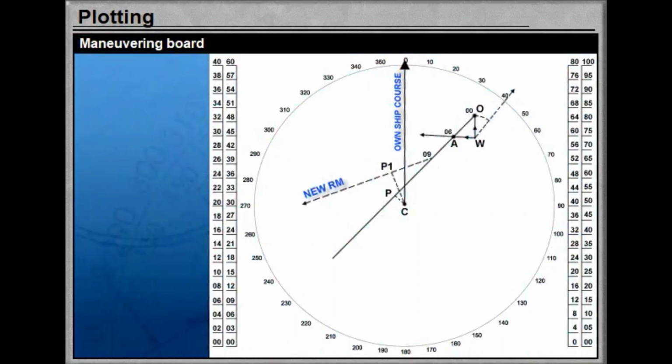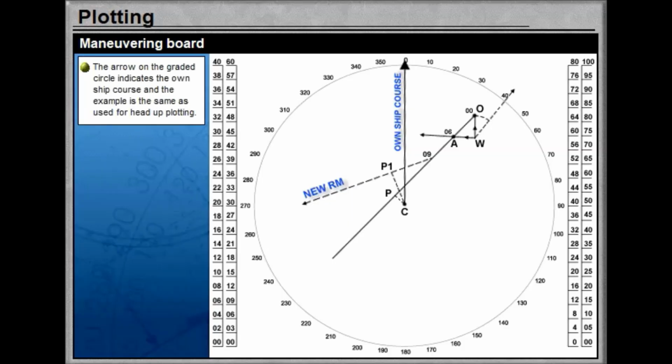When plotting north up, you plot bearings, and no calculation is required before the radar bearings can be marked on the plotting sheet. Another advantage of the stabilised radar presentation is that a change of own ship course will not change target positions on the radar screen. The arrow on the graded circle indicates the own ship's course, and the example is the same as used for head-up plotting.